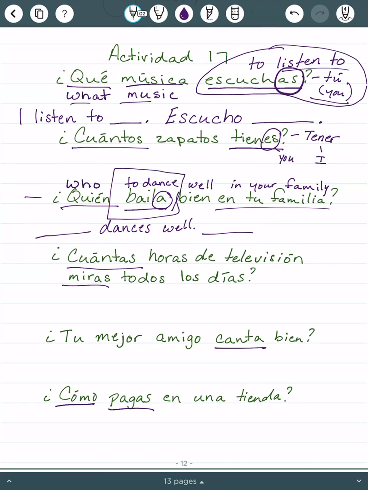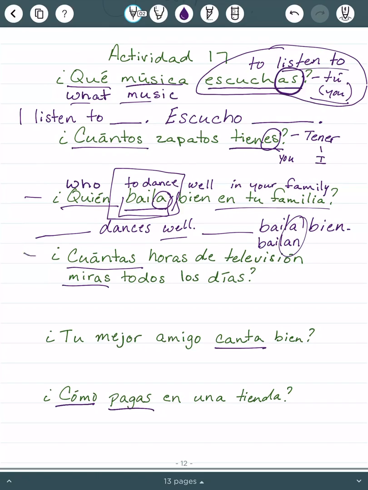Think about your conjugation of bailar. If you pick one person in your family who dances well, that's going to be the he or she conjugation, which is this conjugation. So baila. And then well, bien. So-and-so baila bien. Now, if you picked more than one person, my sisters dance well, then it would be they dance. So then it would be bailan. So it just kind of depends on who you go with. If you want to say I dance well, then that ending is going to be different.